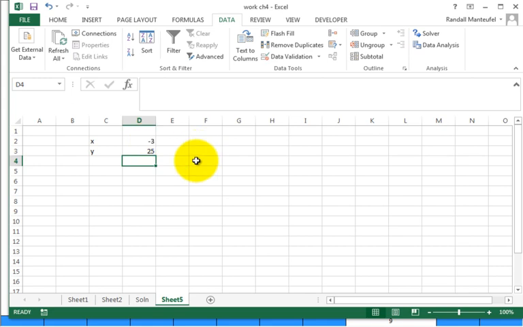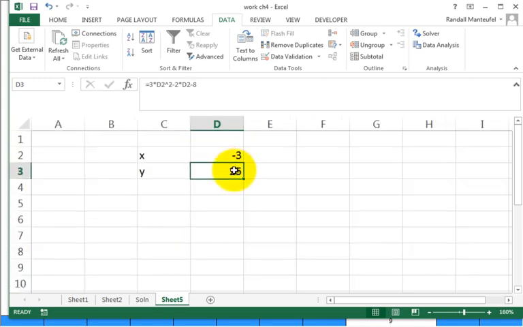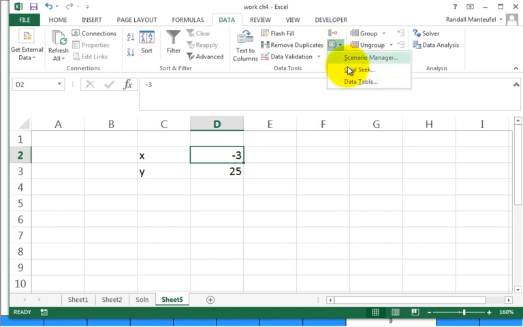Let me blow this up a little bit so you can see that. This is my equation implemented. Hopefully you can read that. Then I say, I want to now solve this. I can use a tool under Data, and it's hidden right in here. I don't know why I don't see it better. But it's Goal Seek.